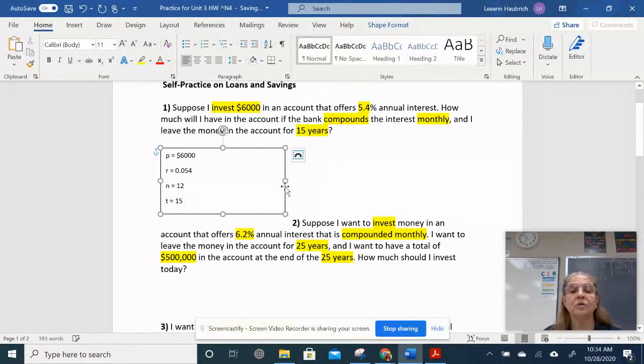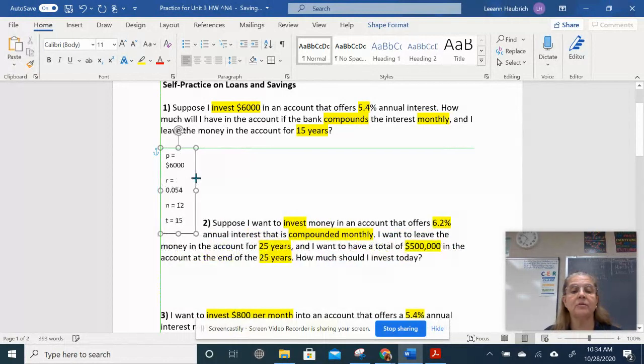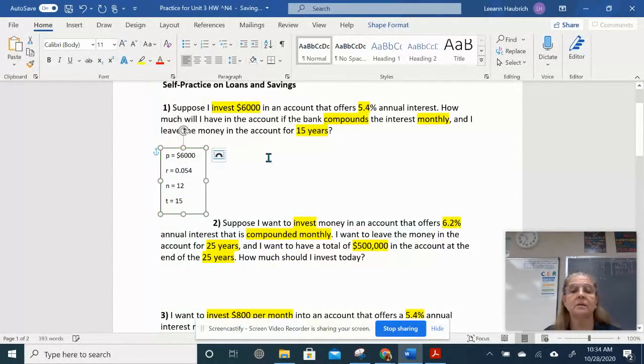So T is always time in years. And now I'm just going to move this out of the way so it's on the side. So I have P, R, N, and T. And the question is saying, how much will I have in the account if the bank compounds monthly and I leave it in the account for 15 years?